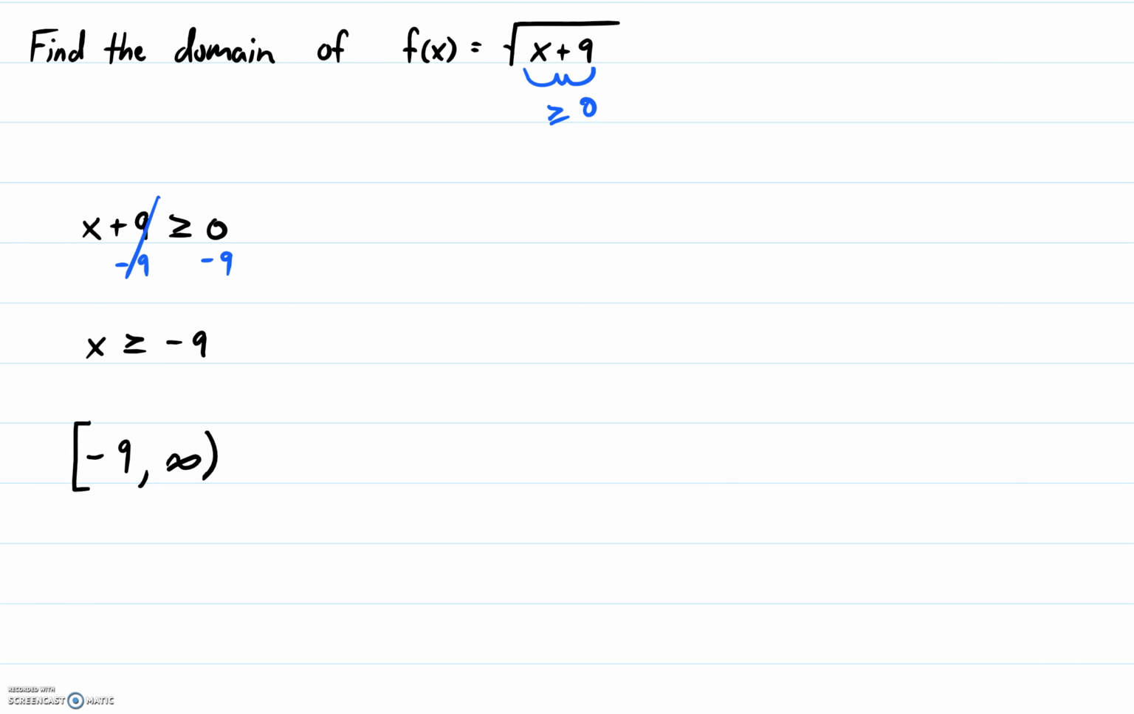And the reason for that is because we have this equal to bar right here. If you didn't have the equal to bar, then it would just be a parenthesis around the negative 9, and then that would be your answer. So that's it. Our answer in interval notation is everything from negative 9, including negative 9, all the way to positive infinity.